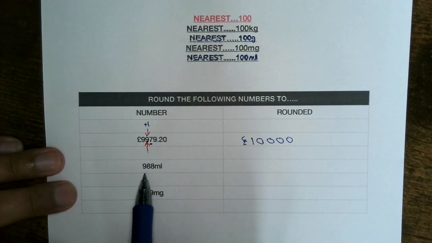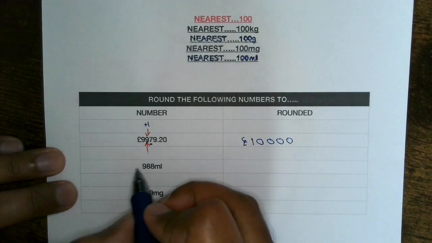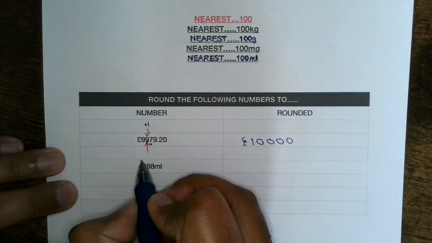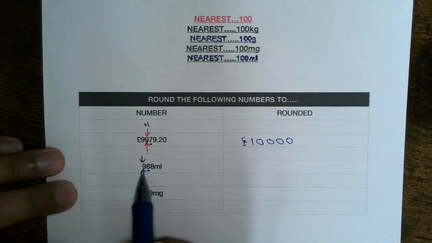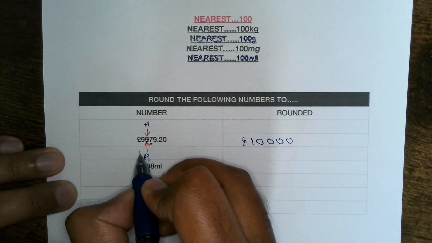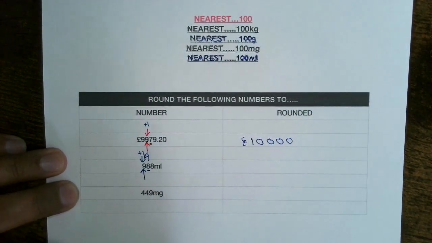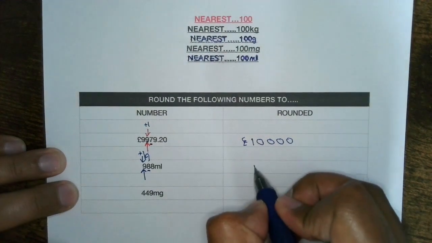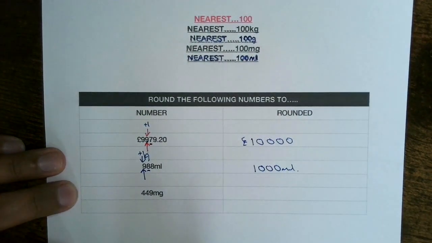988 milliliters. We're asked to round it to the nearest 100 milliliters. So what are we going to do? Well, we're going to find our 100th position. We're going to look to the right of it, and we're going to say, are you greater than 5 or smaller than 5? Well, the number 8 is bigger than 5. So we're going to add 1 on to the 100th position, because we're going to round up. We're going up, remember? And that gives us an answer of 1,000 milliliters.